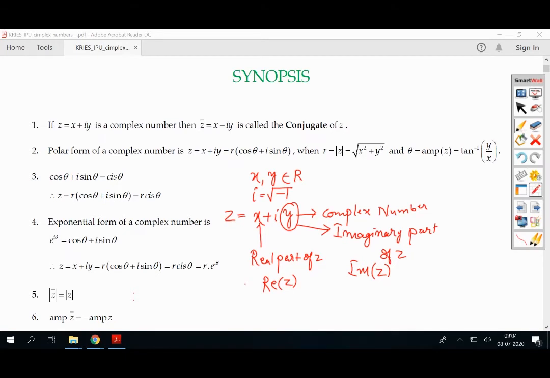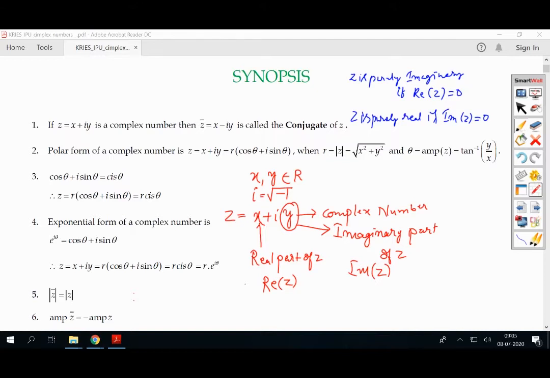Suppose you make the real part of the complex number 0, so z is purely imaginary, right? So it is purely imaginary. You must remember this. So z becomes purely imaginary if the real part of z is 0, and z becomes purely real if the imaginary part of complex number z is 0. Purely real means you have to equate the imaginary part to 0, and if they say purely imaginary, you have to equate the real part of z to 0.